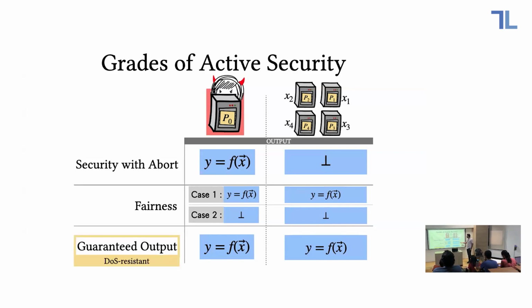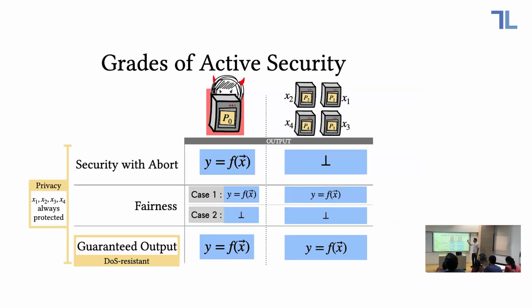And intuitively, why this notion is useful is that it achieves resilience to denial of service attacks. In settings where liveness is important, this goes by different names. In some papers it's called robustness, sometimes it's called liveness. But basically, the idea behind guaranteed output is to provide resilience to denial of service attacks. But I just want to reiterate that in all cases, privacy of the inputs is always preserved. The difference across these notions is basically denial of service resistance.